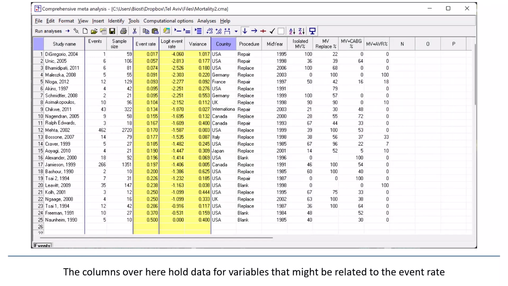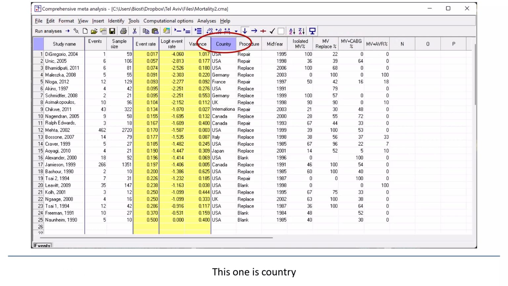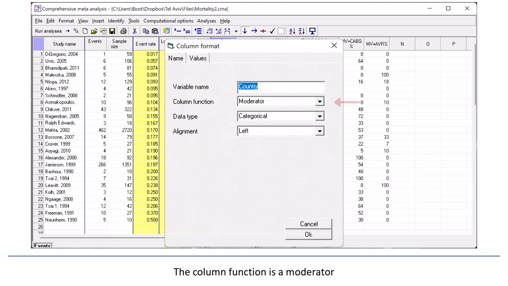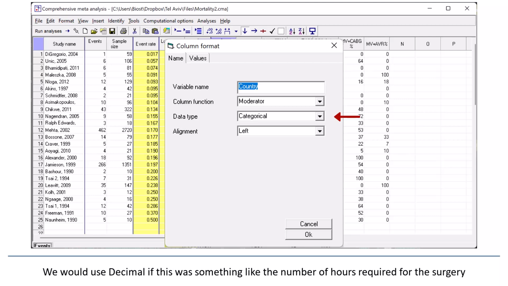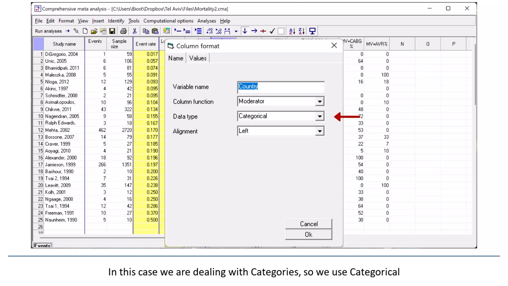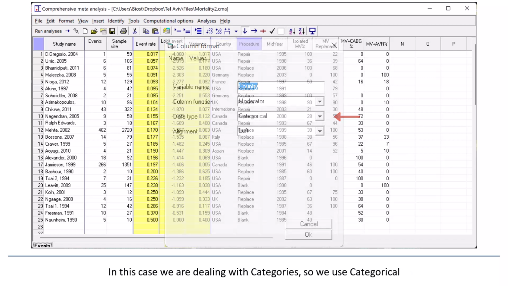The columns over here hold data for variables that might be related to the event rate. This one is country. I double-click on the title country, and the column function is a moderator. We also need to specify the data type. The options here are categorical, integer, or decimal. We would use integer if this was something like year. We would use decimal if this was something like the number of hours required for the surgery. In this case, we're dealing with categories, so we use categorical.